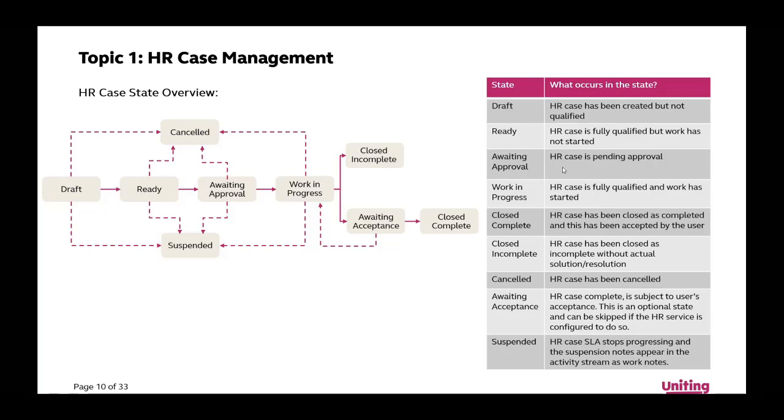Awaiting approval is when an HR case is pending approval from one of the approvers. Work in progress is where the maximum work happens. This is when the HR case is fully qualified and the work has actually started. Closed complete is usually the final state when an HR case has been closed as completed, and this has been accepted by the user. The other scenarios can be closed incomplete, when an HR case has been closed as incomplete without actual resolution. There can be a cancelled state whereby an HR case has been cancelled.